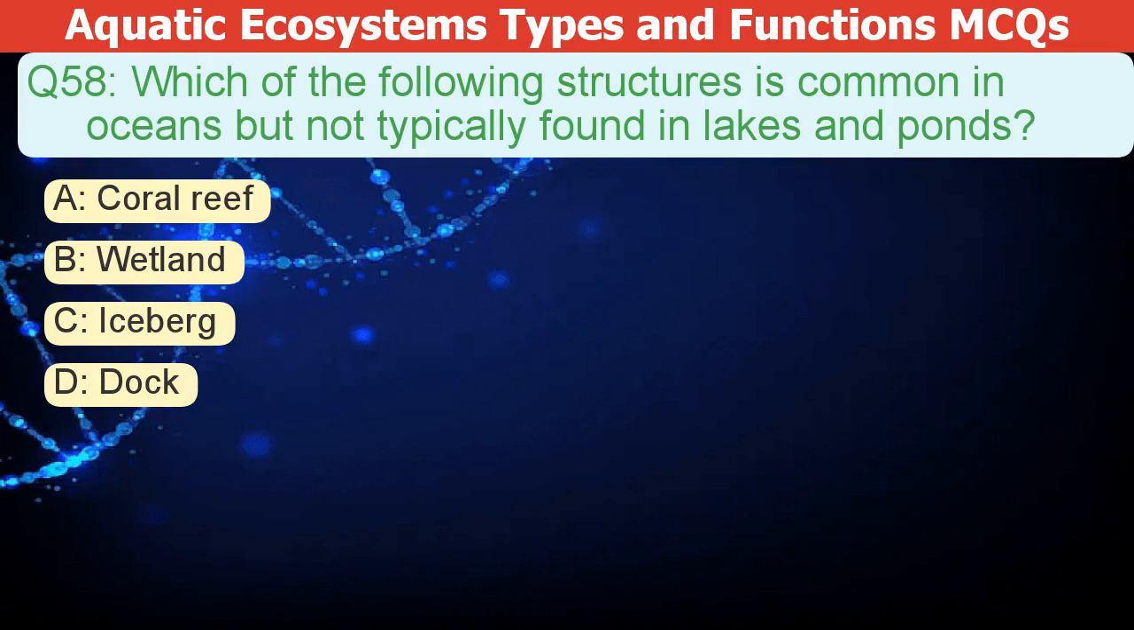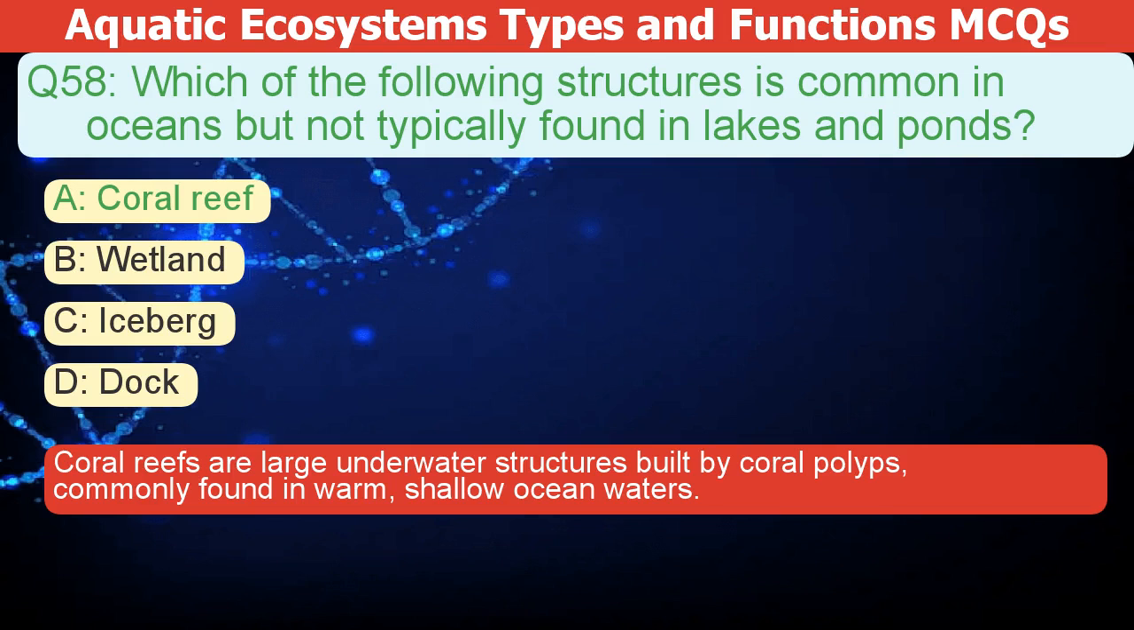What is a characteristic feature of a benthic zone in aquatic ecosystems? A. It represents the open water area with abundant sunlight penetration. B. It is the deepest part of the water body. C. It is the region where deep-sea creatures reside. D. It is the bottom layer where organisms live and interact with sediments. The correct answer is A. Coral reefs are large underwater structures built by coral polyps, commonly found in warm, shallow ocean waters.